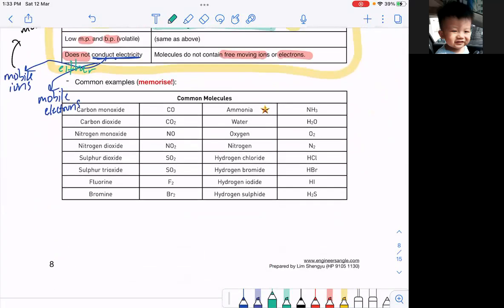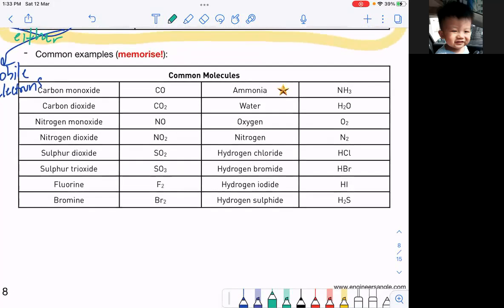Common examples, I actually wrote memorize, but then I put a star at ammonia. I just feel that ammonia is the big one to memorize. The rest, you look at the table, the rest you can use common sense. Right? Can you all just scan through this table and tell me? I believe so. Most of them are common sense. You just need to know a few prefixes.